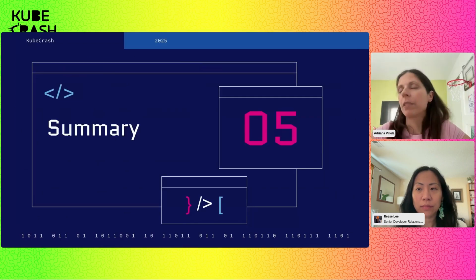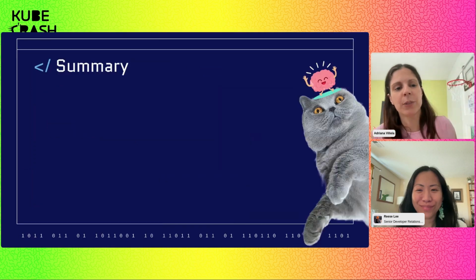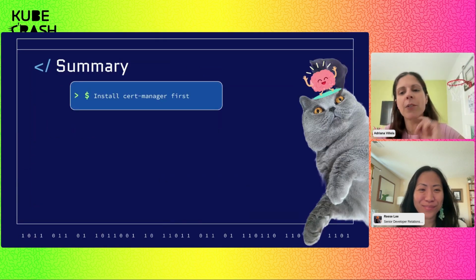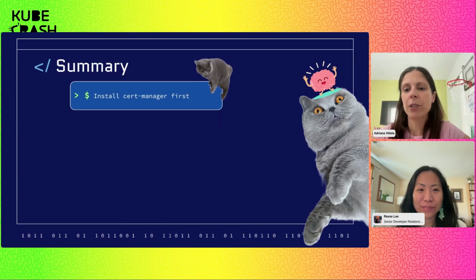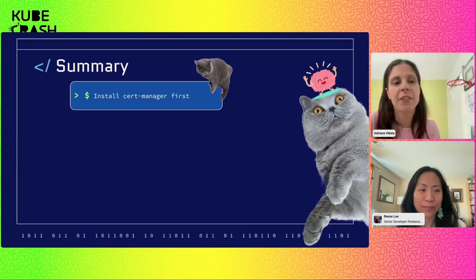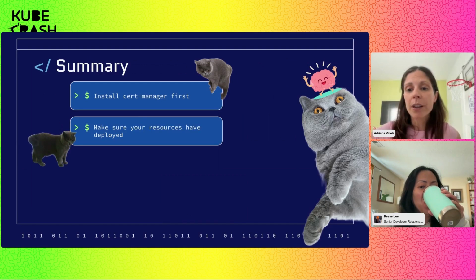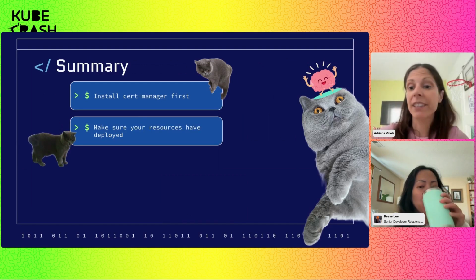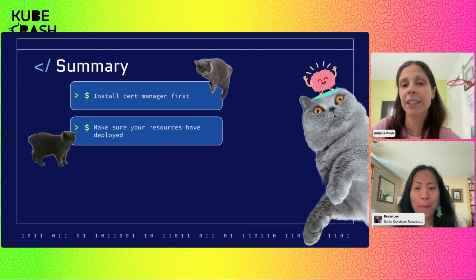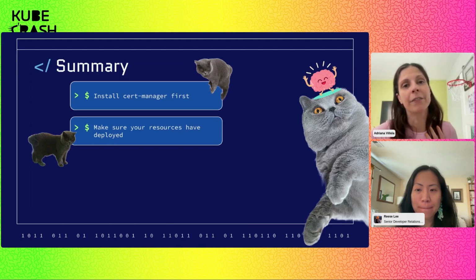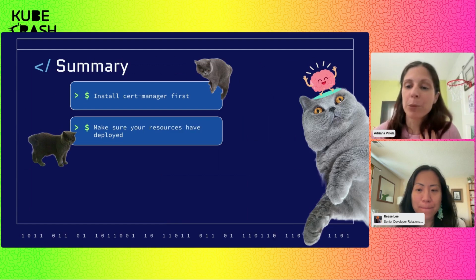So let us summarize really quickly what we've learned. If you're going to take anything away from this presentation, this is it. So take notes, take screenshots. So first of all, make sure that you install cert manager first if you are using cert manager, and make sure that you wait for it to complete. Otherwise, the operator installation will not work. Make sure that your custom resources have deployed. I have been in the case where I magically think that things have deployed and actually forgot to deploy them myself. So don't assume, always check.